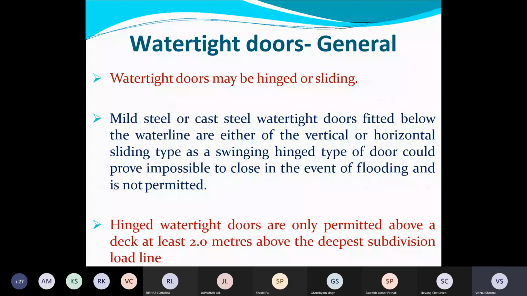So what is the requirement for fitting of hinge doors? Hinged watertight doors are only permitted above a deck at least 2 meters above the deepest subdivision load line. Deepest subdivision load line is your tropical fresh, guys. Whichever deck comes 2 meters above tropical fresh, above that deck you can fit hinged watertight doors. Below that, fitting hinged watertight doors is not allowed. If you make an opening, the opening has to then be fitted with a sliding watertight door.